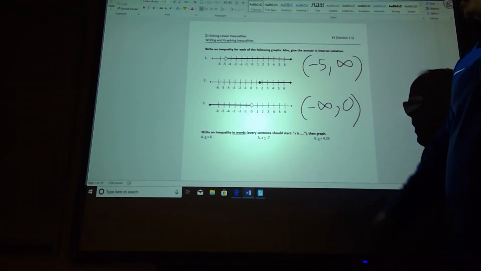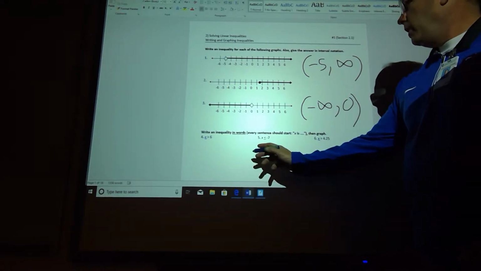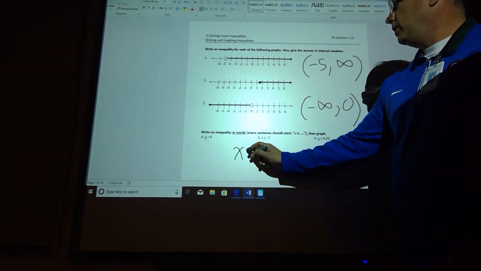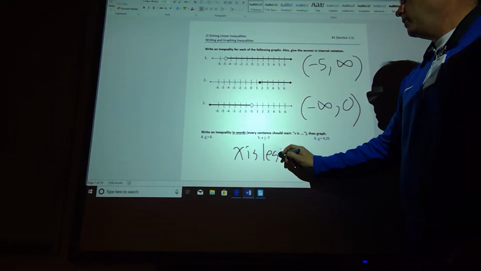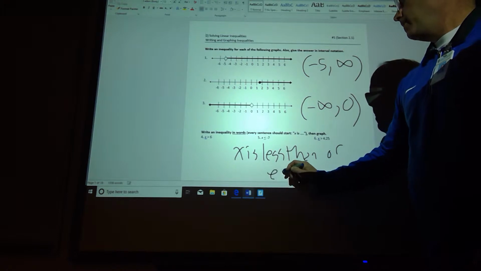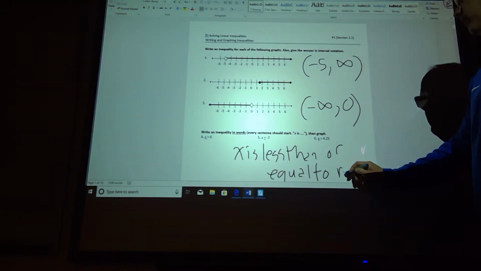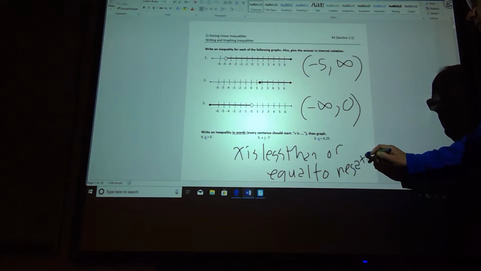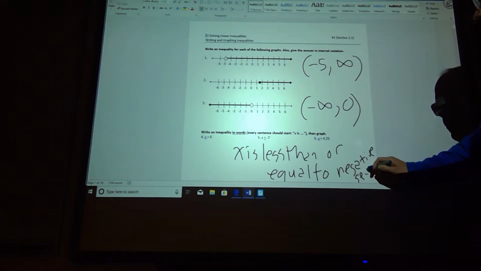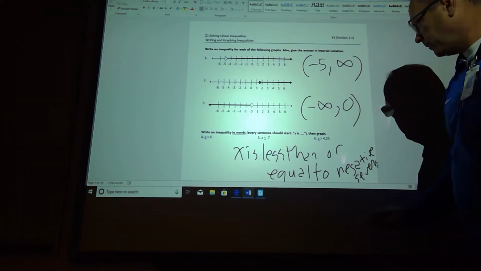Number 5, write the inequality that would work. So x is less than or equal to -7.